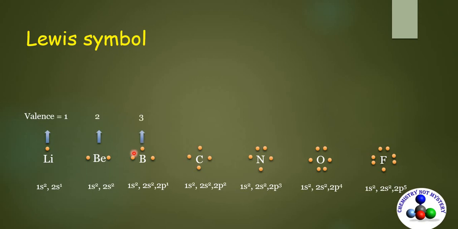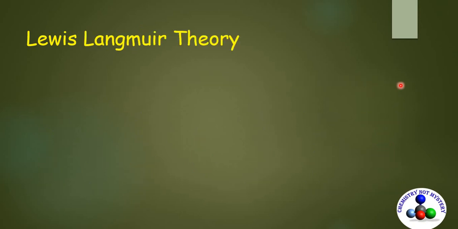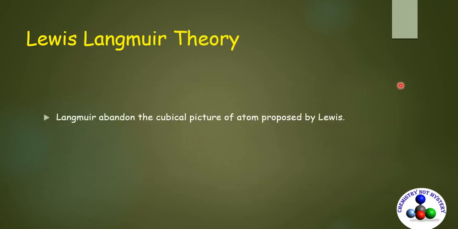For example, valency of carbon is 4, that is equal to the number of dots in it. The valency of nitrogen is 3, that you can find by subtracting the number of dots from 8. That means if there are more than 4 dots, then you have to subtract the number of dots from 8 to get the valency.